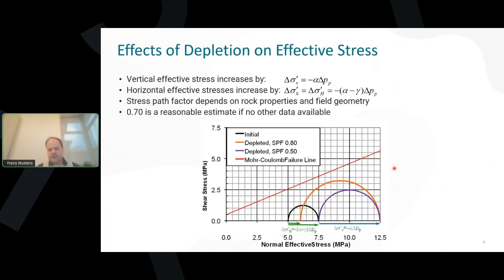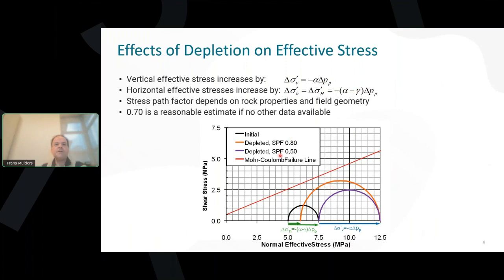Now, if the total stresses change, and you connect the total stresses to the effective stresses via the equation we saw before, you actually get this behavior. So my vertical effective stress will now increase by an amount of minus the Biot factor times the pore pressure decrease. The horizontal effective stress will increase by this amount. So it's the pore pressure reduction, a decrease with a minus sign, so it's an increase, and then the Biot factor and that stress path factor come in. So what does it mean in practice?